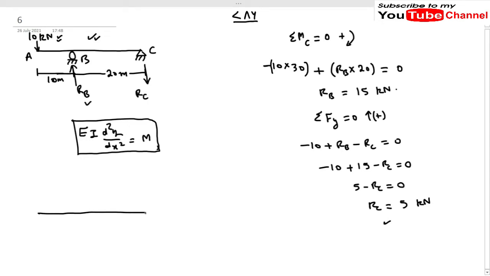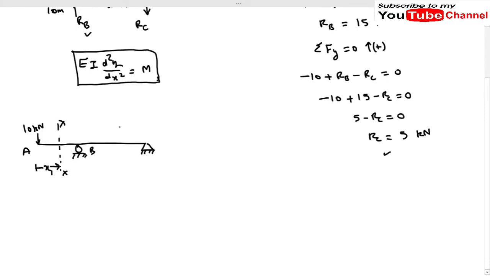We will consider two sections like this. This is our 10 kilonewton loading. The first section we will consider here in the AB region, and let us call this distance x1 and this section XX. The other section which we will consider is this YY, and this section is in between B and C, and let us consider this distance as x2 from A.